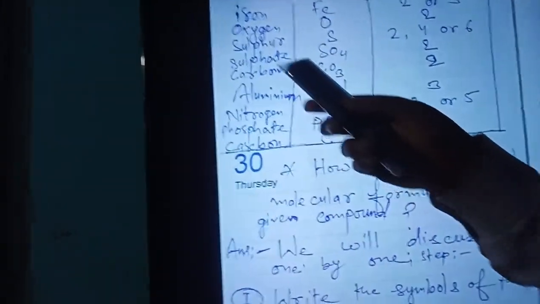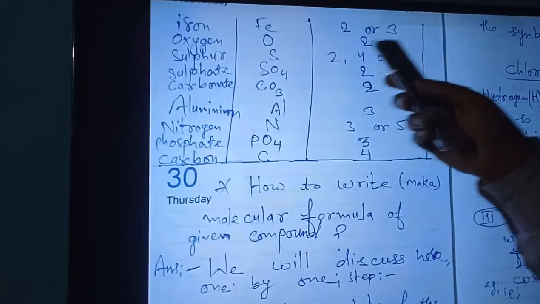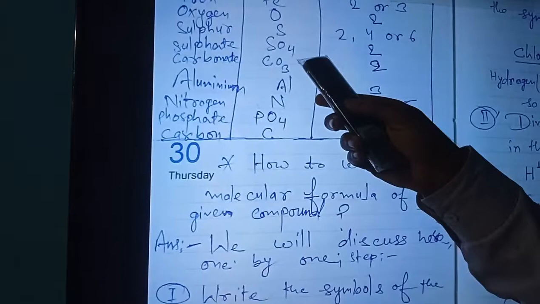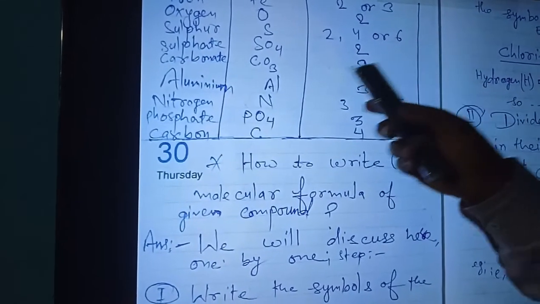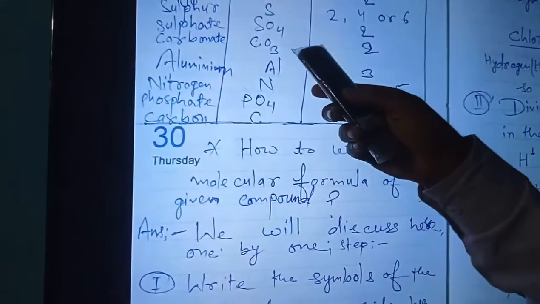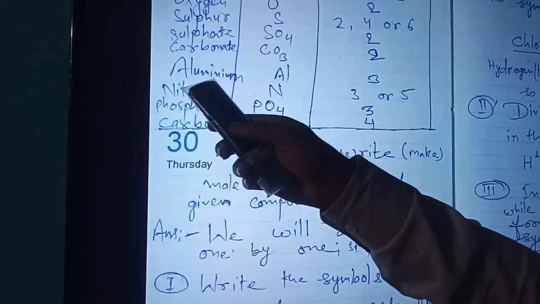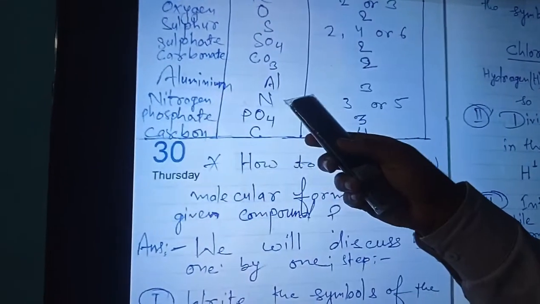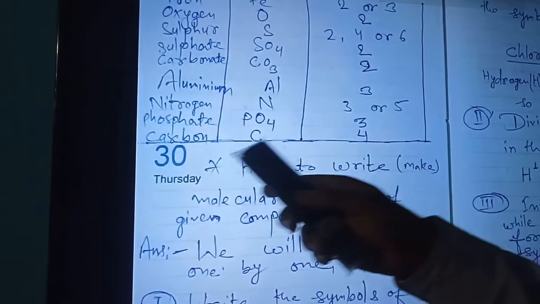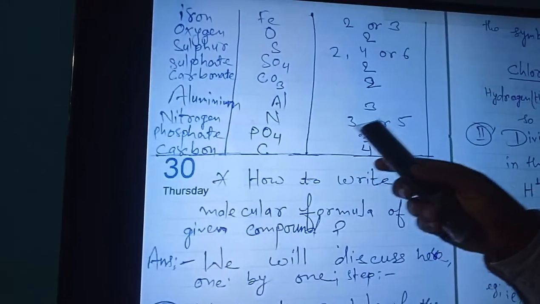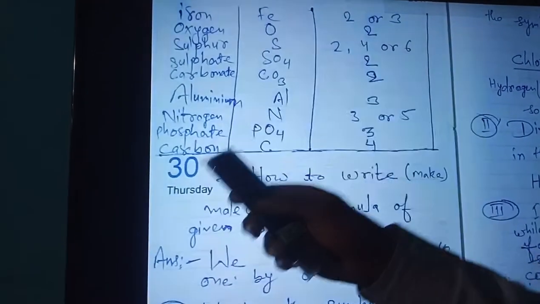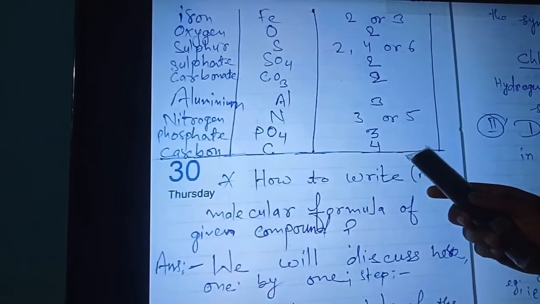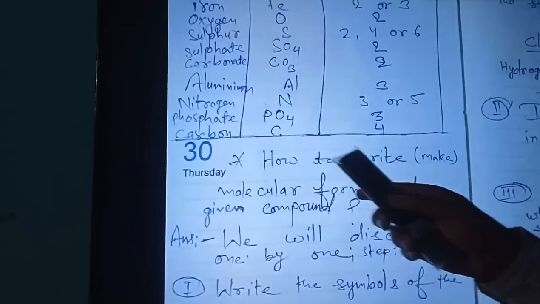So, continuing now. Iron Fe 2 or 3. Oxygen 2. Sulfur S 2, 4 or 6. Sulfate SO4 2. Carbonate CO3 2. Aluminum Al valency 3. Nitrogen N 3 or 5. Phosphate PO4 valency 3. Carbon C 4.